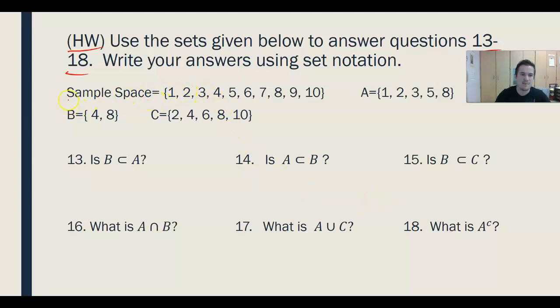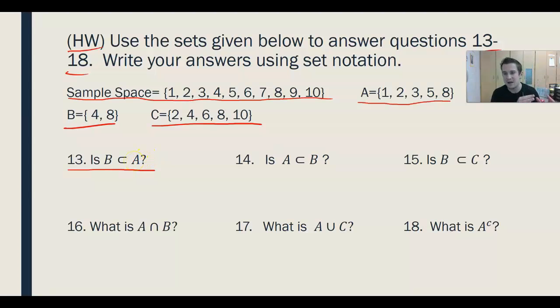So here's my sample space, the numbers 1 through 10. And then set A is the elements 1, 2, 3, 5, and 8. Set B is 4 and 8. Set C is 2, 4, 6, 8, and 10. So first question: is B a subset of A? Again, in other words, that means, are all the elements of B also in A?